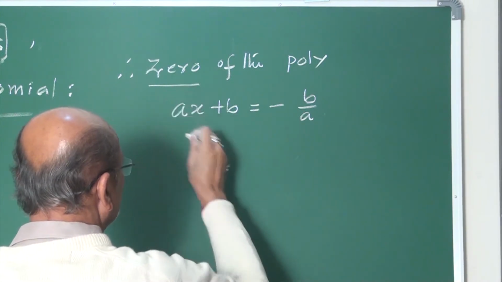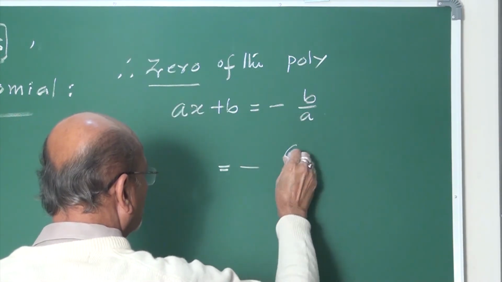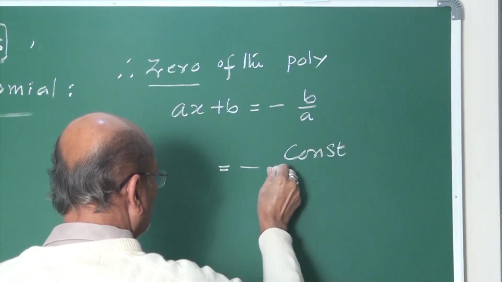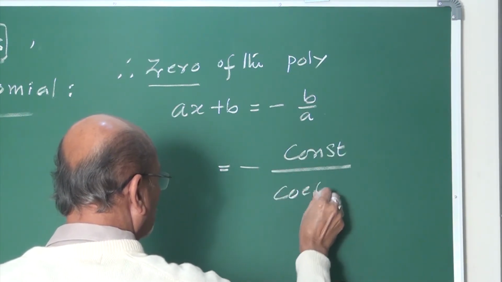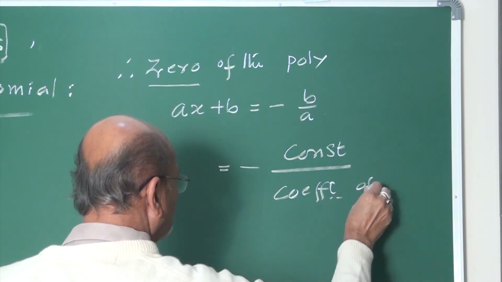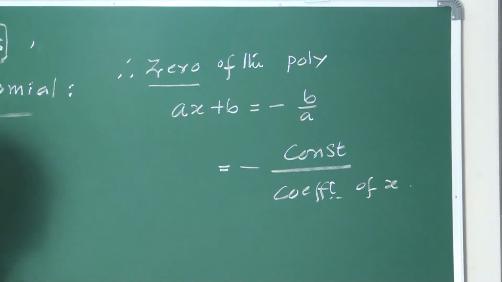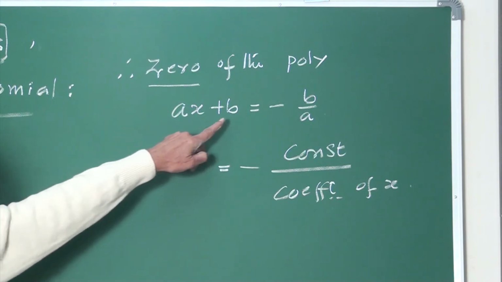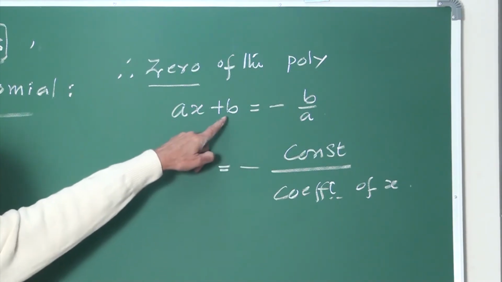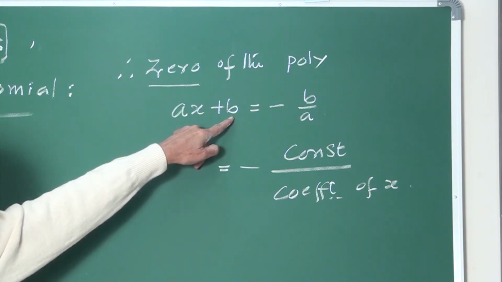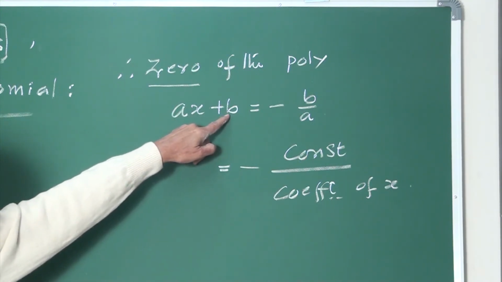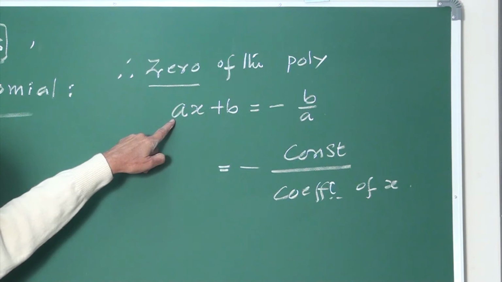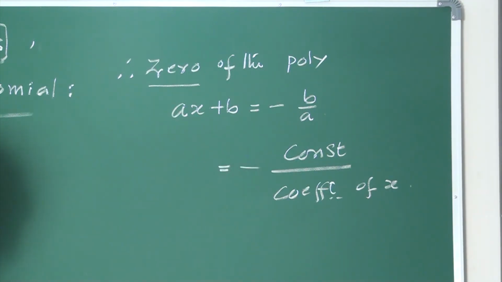What is the relation? That zero is equal to minus, what is b? Constant term, upon the coefficient of, what is a, my friend? x. Therefore, the zero of the linear polynomial is equal to, sign changes, minus the constant term, that is the second term, divided by the first coefficient. Second divided by first. Second is the constant term. First is the coefficient of x. In this case, you have to remember like this, my friends: it is the constant term divided by the coefficient of x.